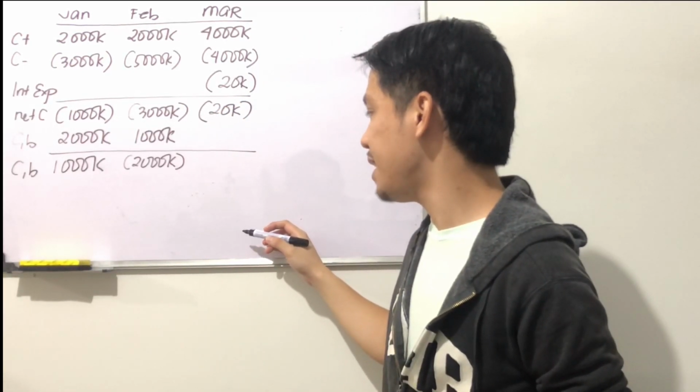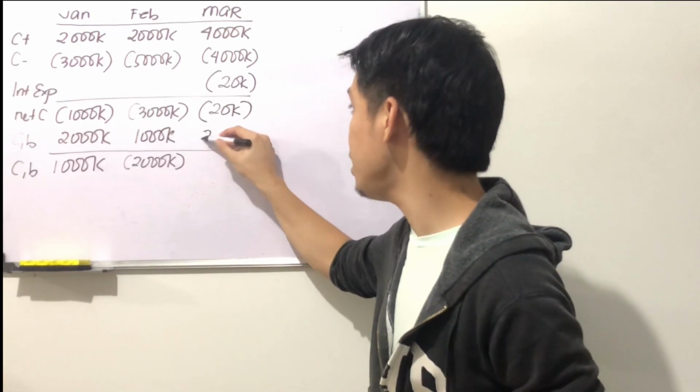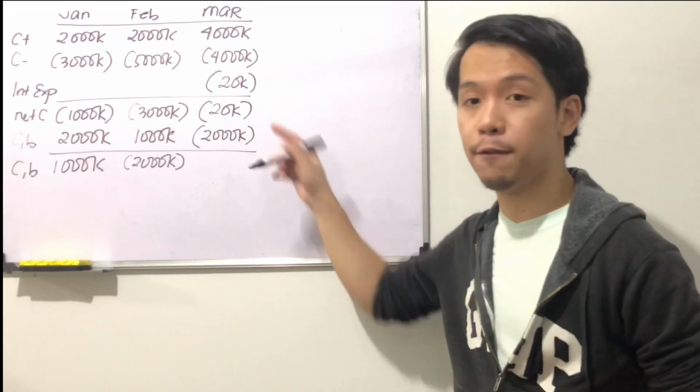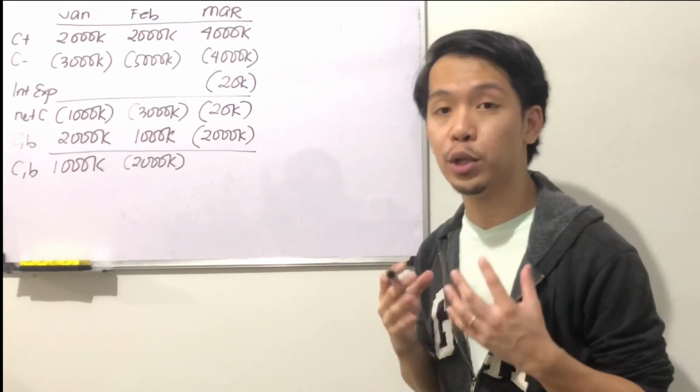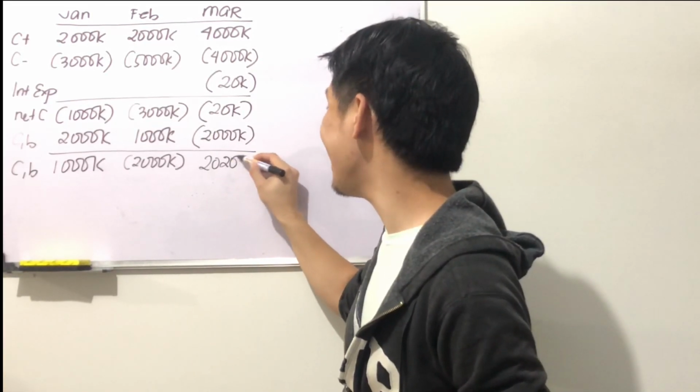So if the beginning balance of our cash, we have a deficit of 2 million, so there should be an additional borrowing of 20,000. So the total borrowing by March would be 2,020,000.